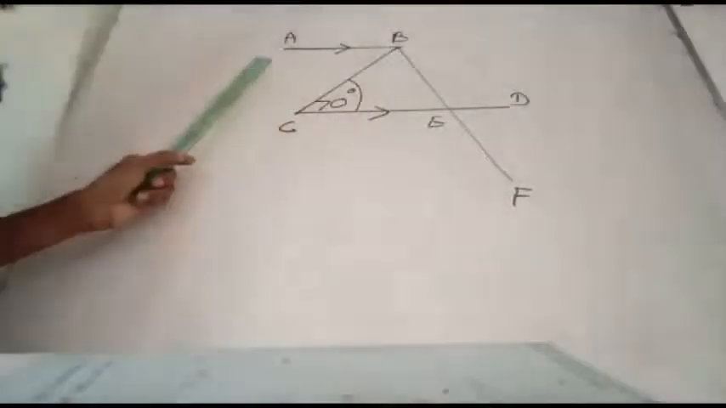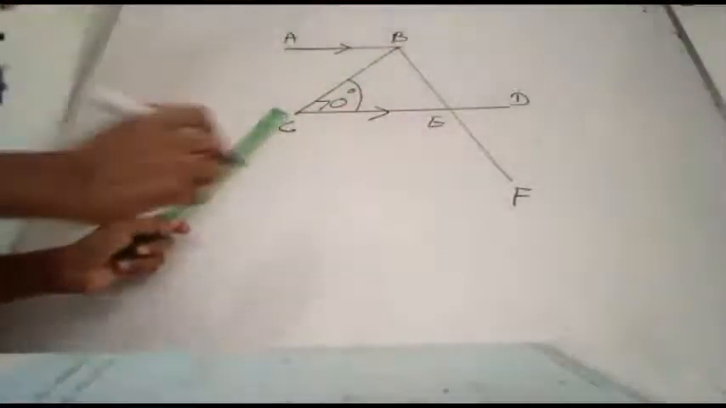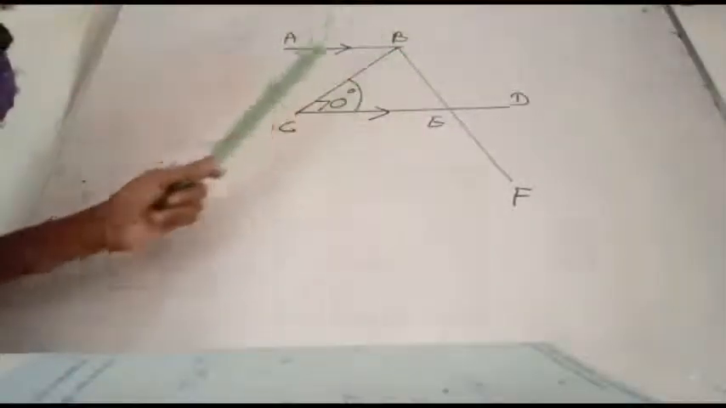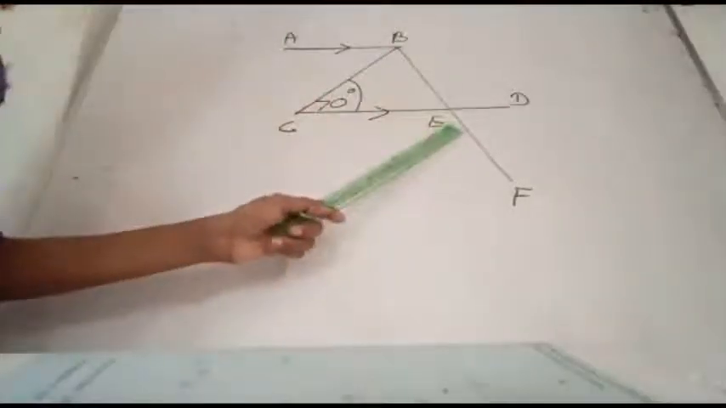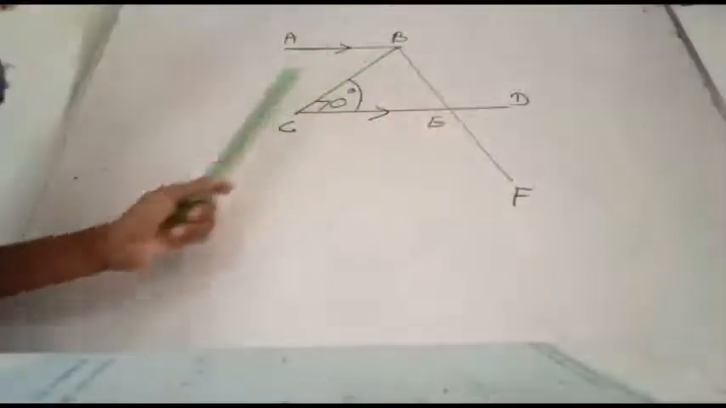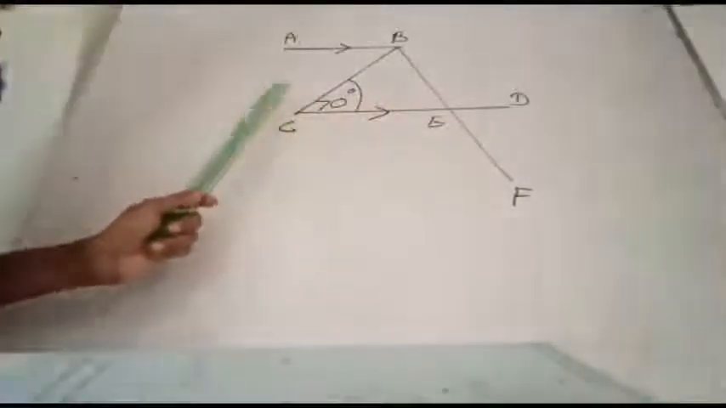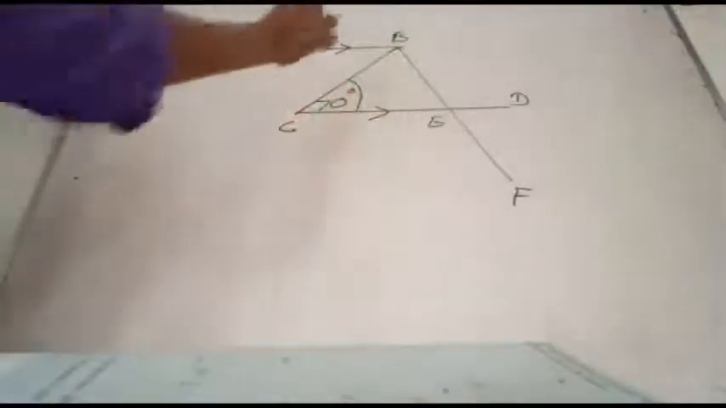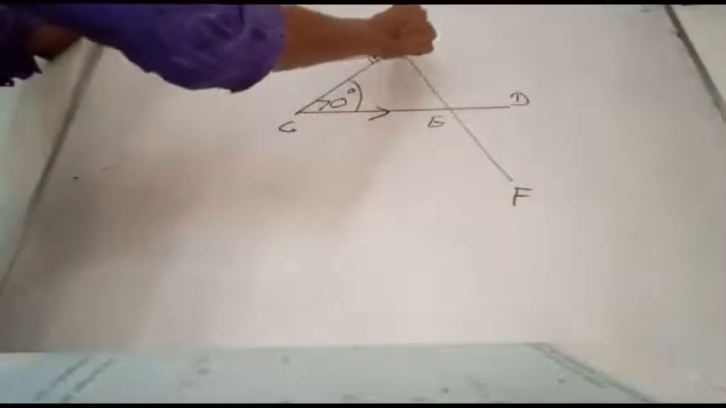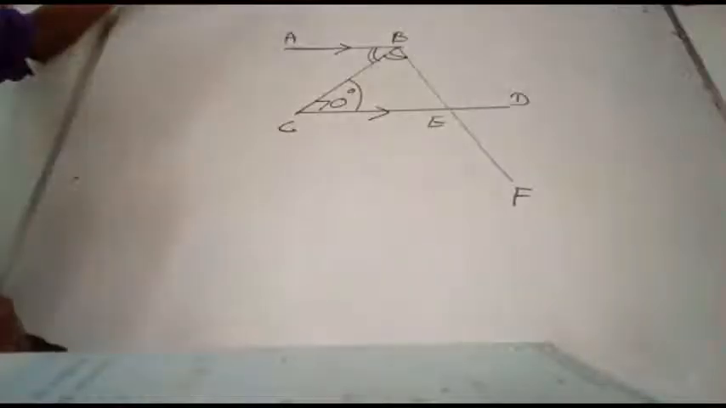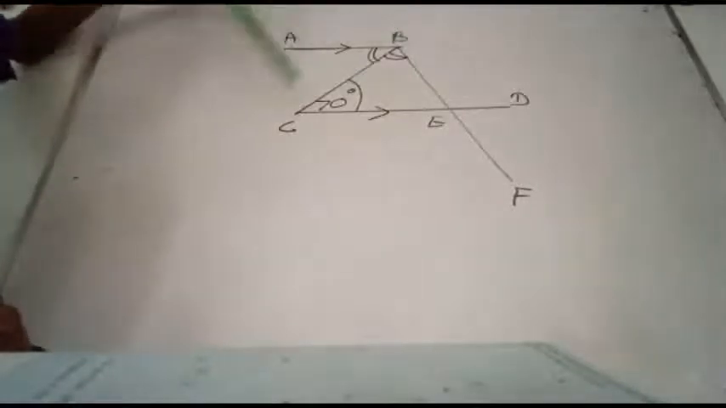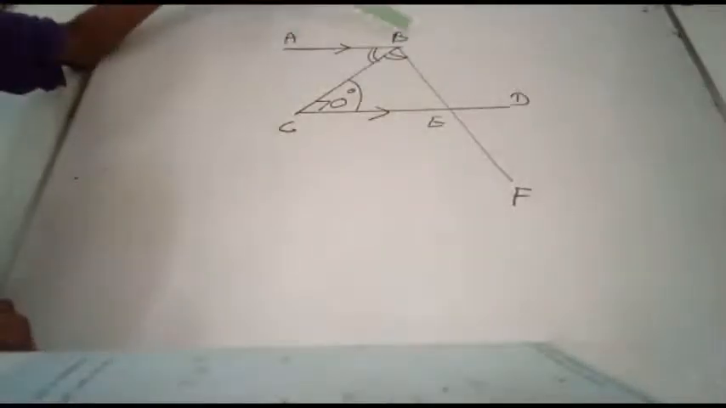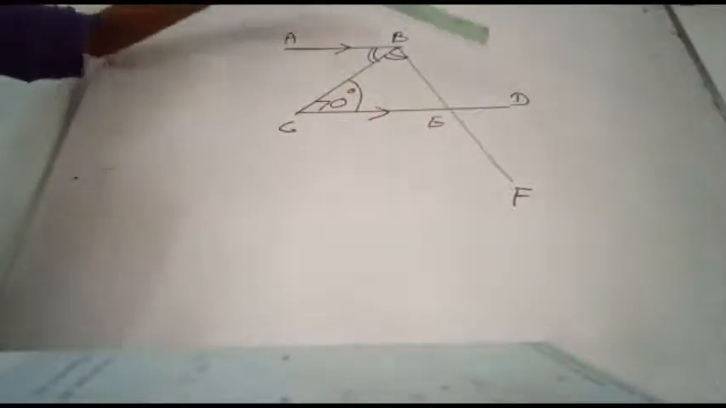In the given figure, angle ABC is equal to angle CBE. Here we can mark this angle BCE. The magnitude of angle BCE is equal to 70 degrees. Find the magnitude of the angle DEF.